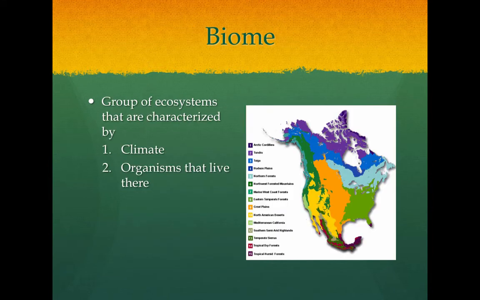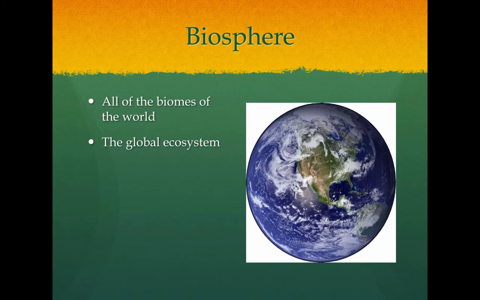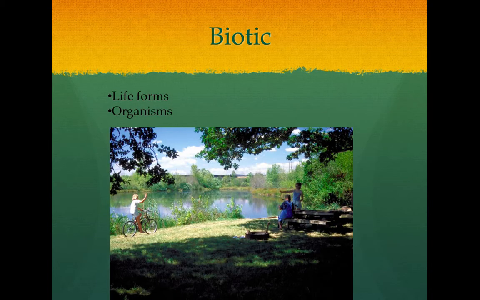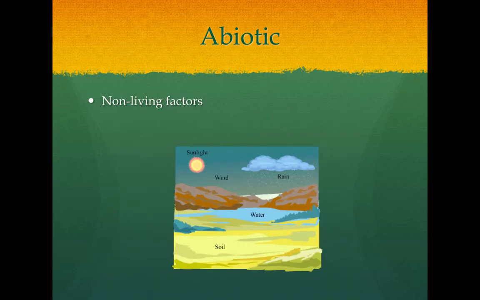A biome is a terrestrial ecosystem. It is based on climate and the organisms that live there, usually plants and animals. The biosphere is the global ecosystem. Ecosystems have biotic and abiotic factors. Biotic means life forms. These are the organisms and the living things in an ecosystem. Abiotic are all the non-living factors, things like temperature, water, sunlight, and objects such as rocks and buildings.